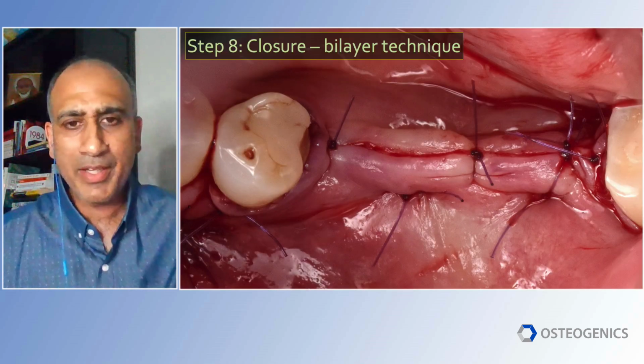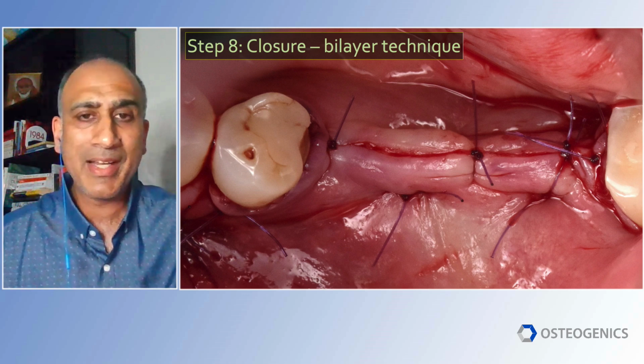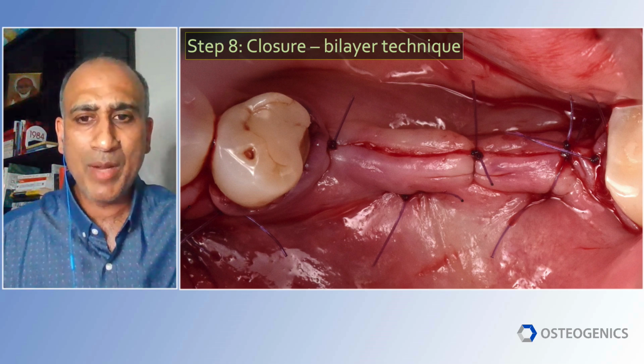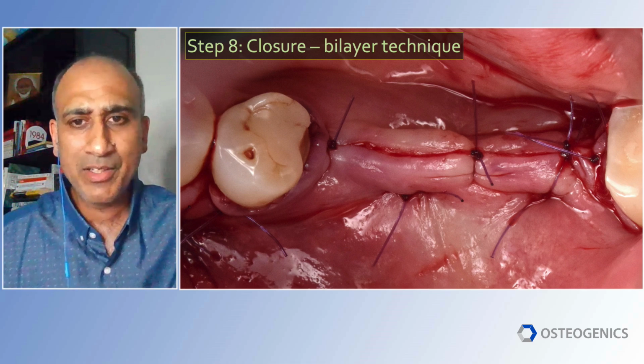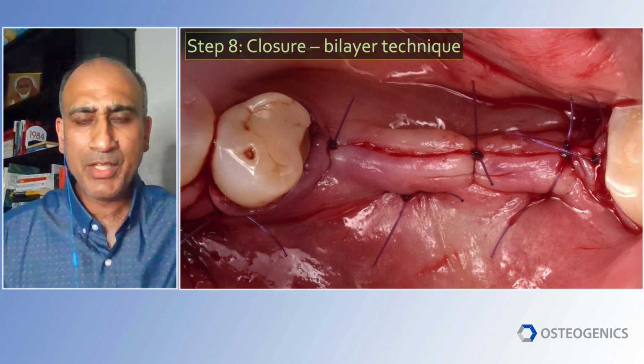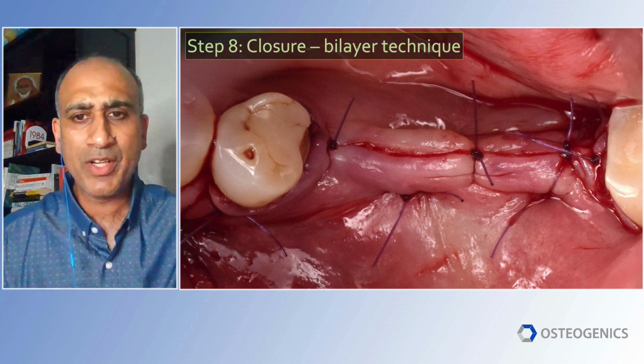So getting back to our case here, step 8 is closure. And as I mentioned, we need tension-free primary closure. I like using the bilayer technique, which involves using interrupted sutures alternating with horizontal mattress sutures.